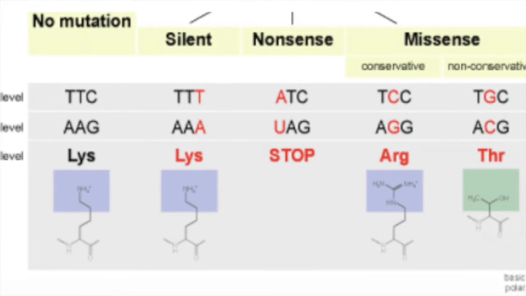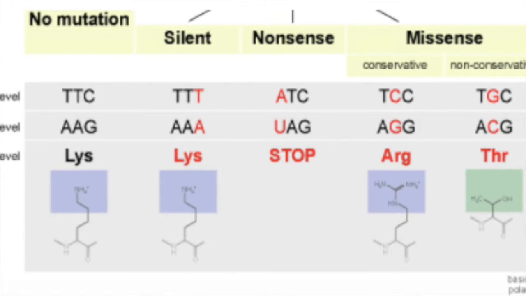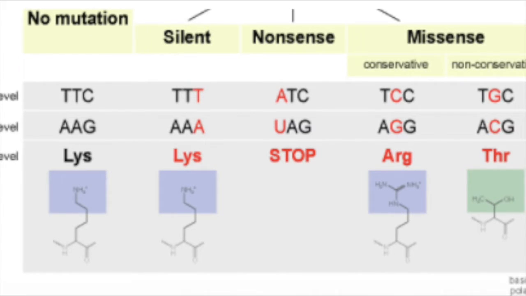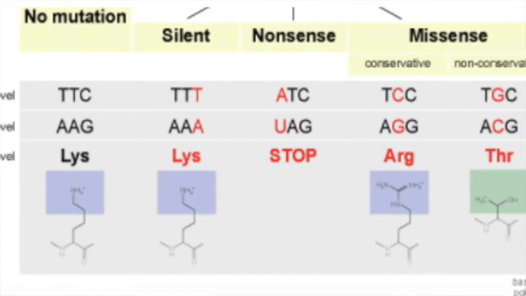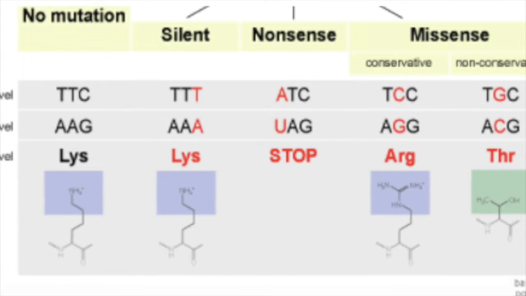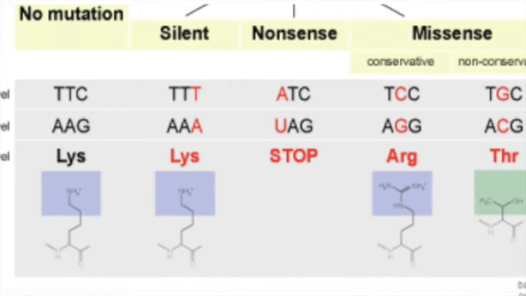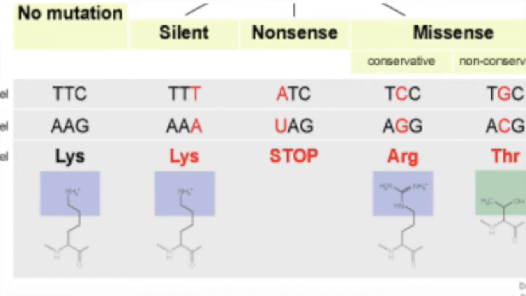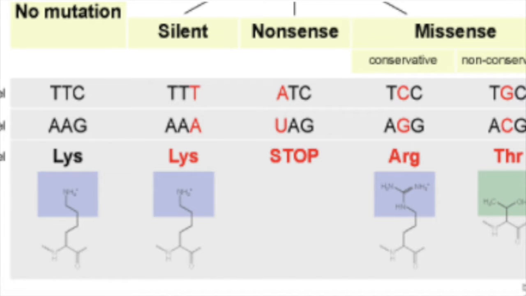On the other hand, a substitution could change a codon to one that encodes the same amino acid, causing no change in the protein that is produced. This is referred to as a silent mutation. Also, a substitution could change an amino acid codon to a stop codon, causing an incomplete protein. The protein will probably not be able to function. This is known as a nonsense mutation.